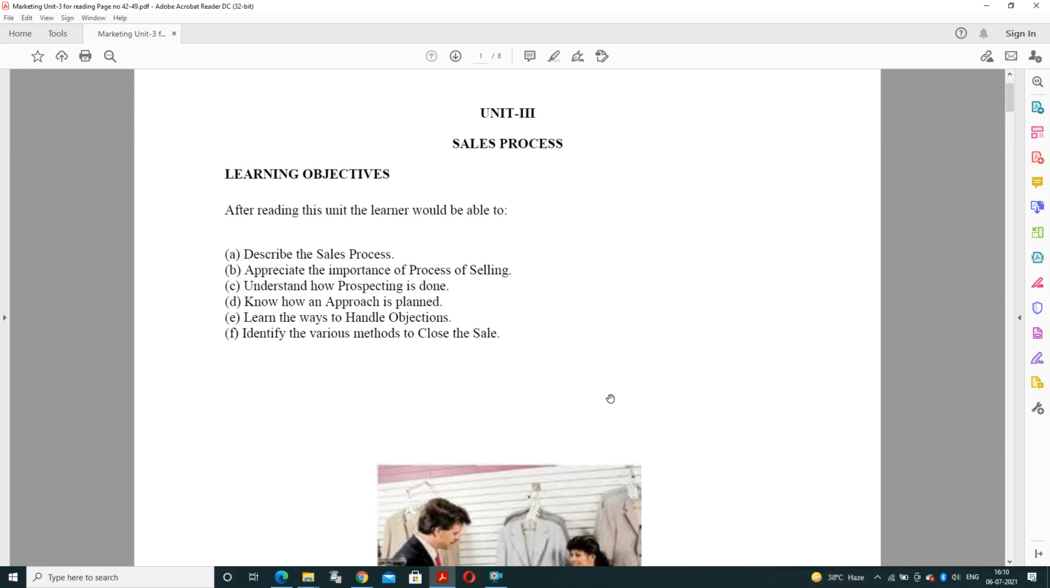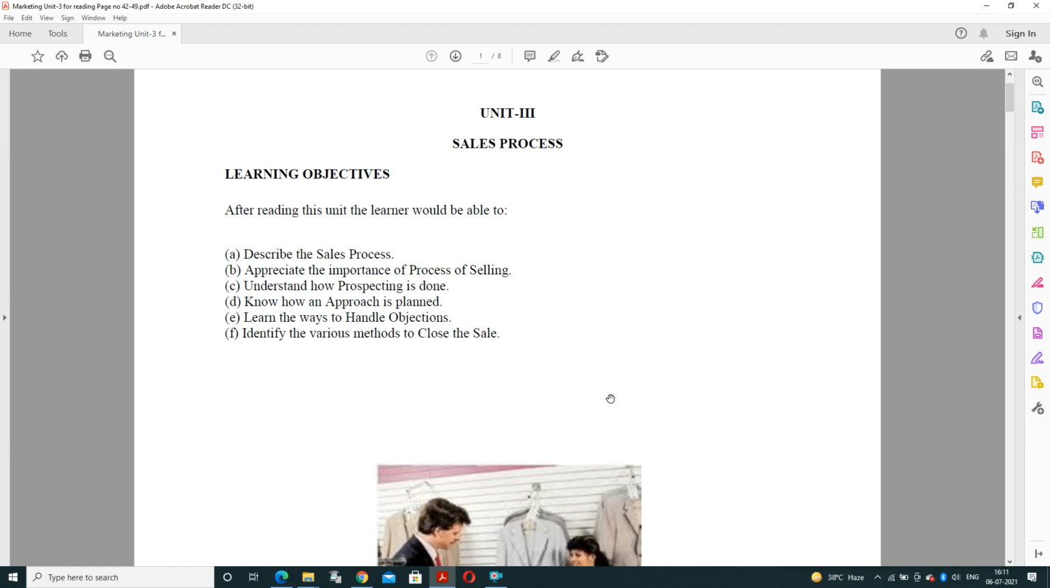As per your marketing syllabus, we have covered till unit 2 before your summer vacations. So, in today's session, we are going to start with the next unit, that is unit 3, and the name of the unit is sales process. Basically, this unit is covered in 4 sessions, and today we are going to complete session 1 and session 2.